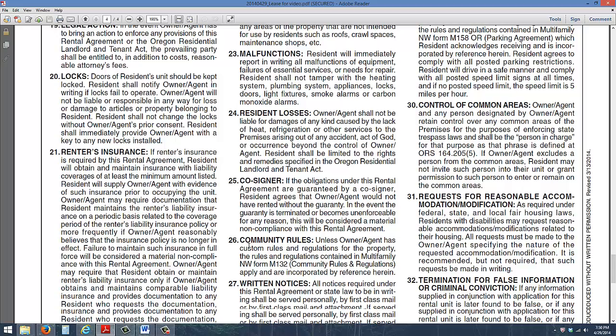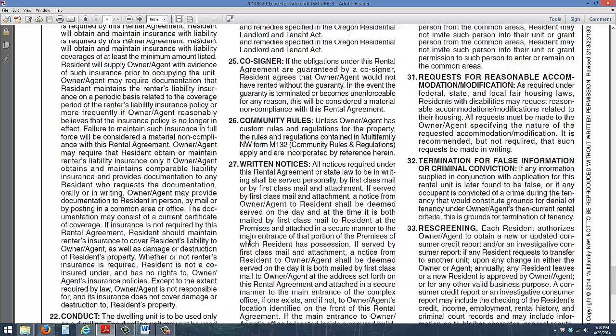Section 25 deals with cosigners. Basically says that the guarantee must remain valid through the tenancy. If for any reason the guarantee by the cosigner did not remain valid, you'd be considered in material violation of your lease.